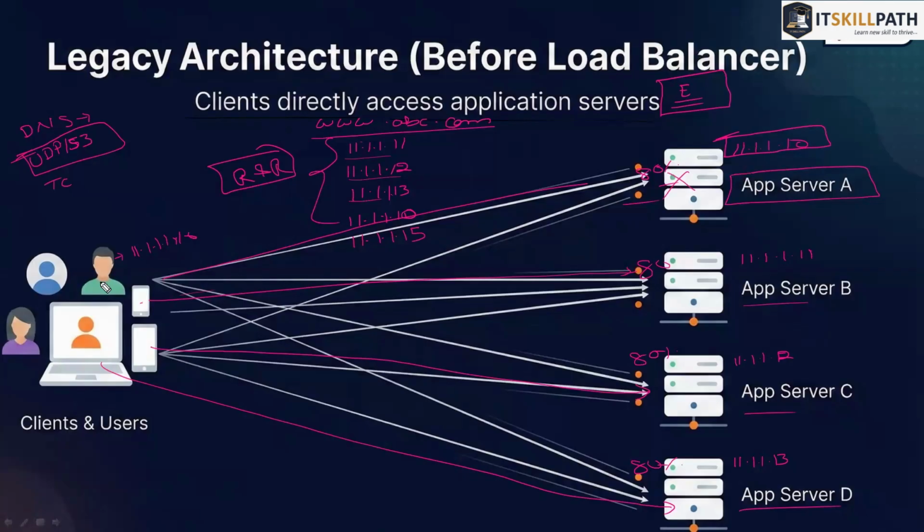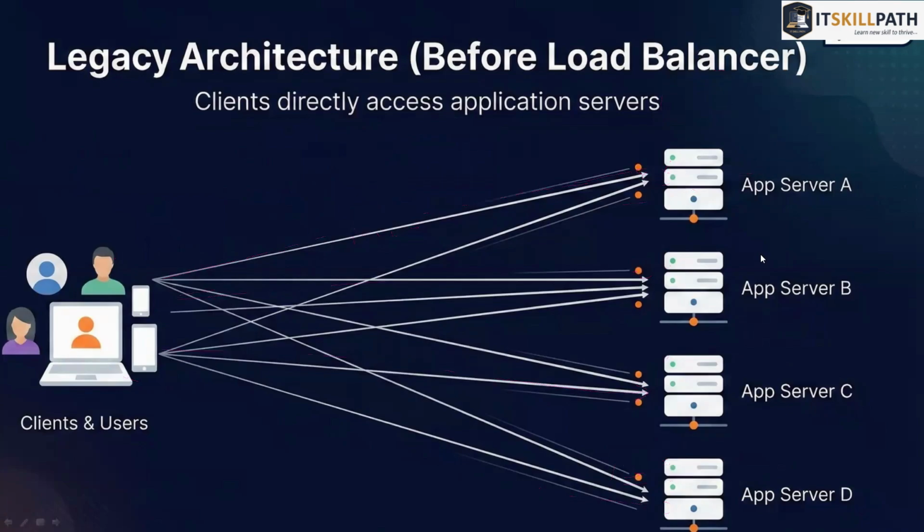Let's suppose for 25% of users DNS was resolving to this IP, and you will still send the traffic here. Let's suppose one of the servers is 90% utilized. Since there is no monitoring, it will still send the traffic to the problematic, highly utilized server, and they will face slowness. There is no centralized monitoring. DNS was simply resolving to the IP.